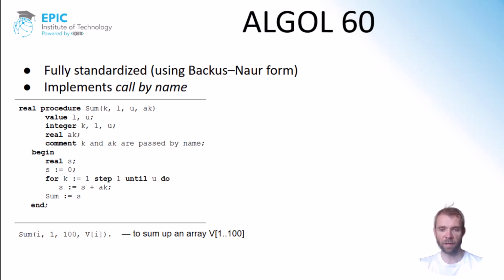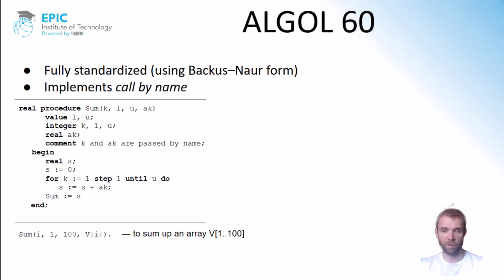So here we have a procedure named sum, which has 4 parameters, 4 arguments: k, l, u, and ak. The procedure involves a for loop where we go from 1 to u, from 1 to upper bound, with this parameter k, and we accumulate something into variable s. So you can see the standard accumulation type of procedure.